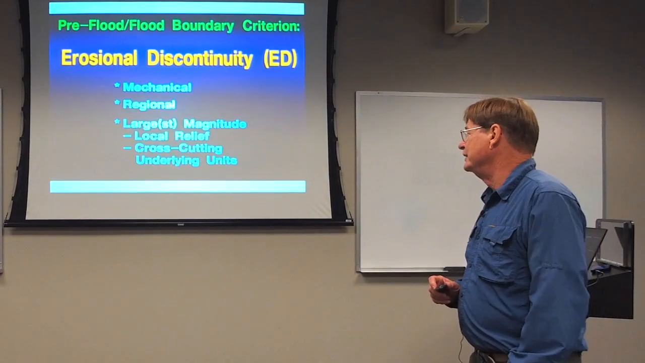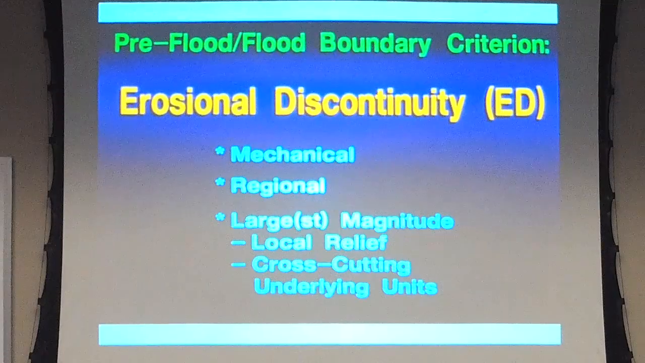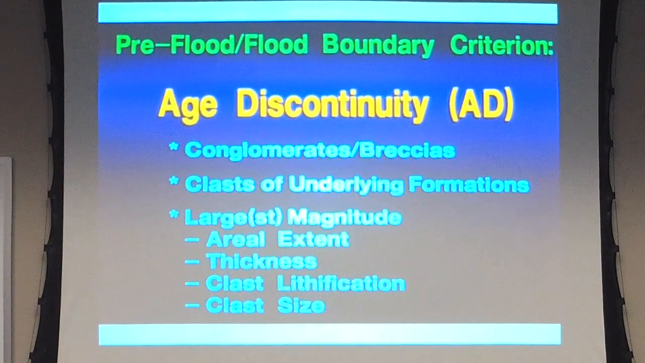Here's the erosional discontinuity. It's mechanical. It's not chemical. It's largely mechanical. It's regional, and it's the largest magnitude, and it could have local relief, but has a lot of cross-cutting of underlying units. So that's the thought. So for an erosional discontinuity, the age discontinuity, like conglomerates and breccias in the basal flood deposits, would contain clasts of underlying formations, even metamorphic clasts, things like that, which would argue age. And it should be the largest magnitude age discontinuity, one of the largest.